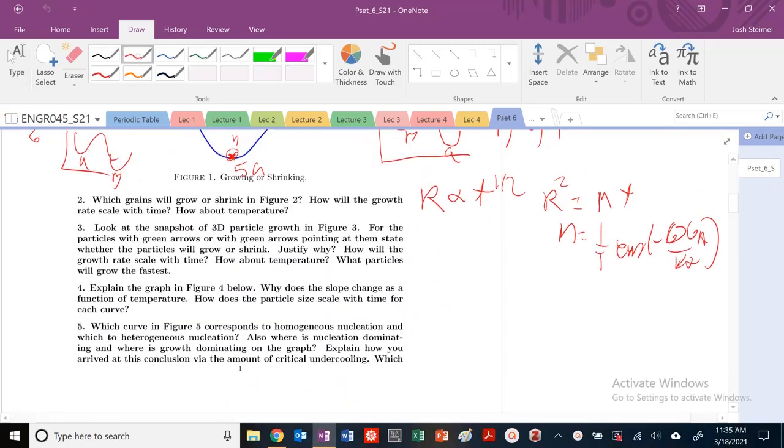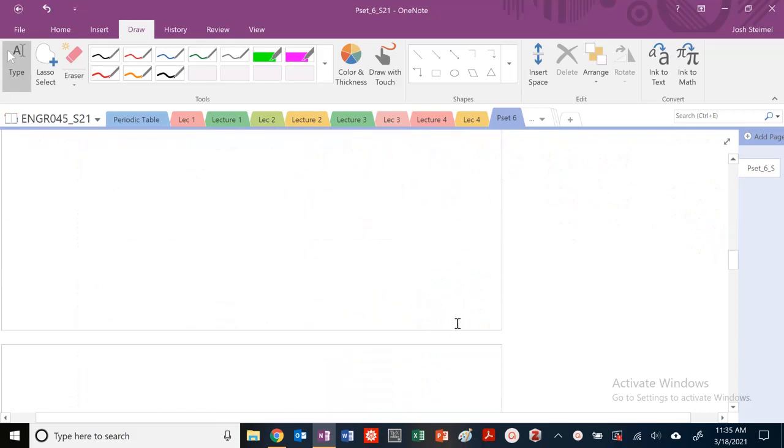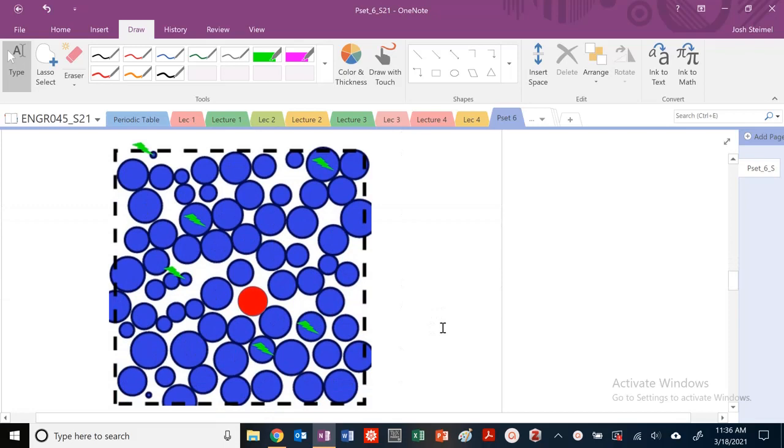Let's look at the snapshot of these 3D particle growths in figure 3. For the particles with green arrows pointing on them, will they grow or shrink? Justify why. Let's take a look at this problem. This is our average particle size, A equals A bar. From our 3D criterion, if A is greater than A bar, we're going to grow. If A is less than A bar, we are going to shrink.